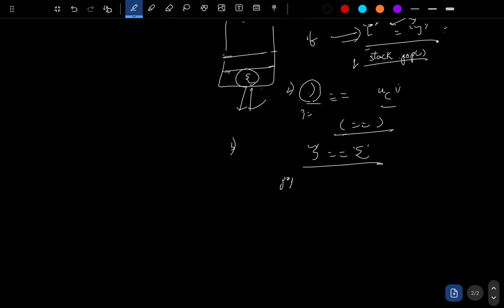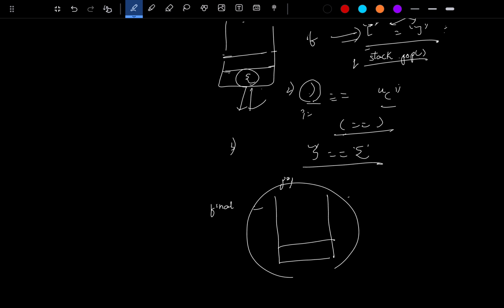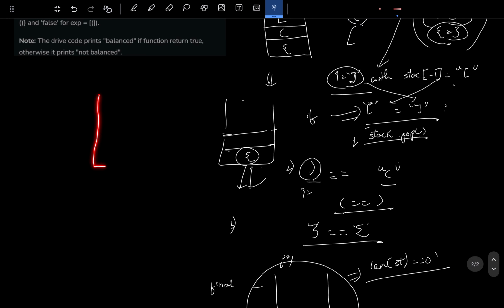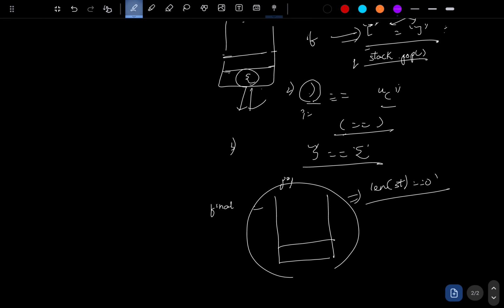So the final stack will be empty. If the stack is empty, then the length of the stack is just 0. So we will say that the parentheses are matching, and we will return balanced. If the top of the stack does not match, that means there is something in the element which is not matching. So we will return not balanced. So let us see one example for that also.